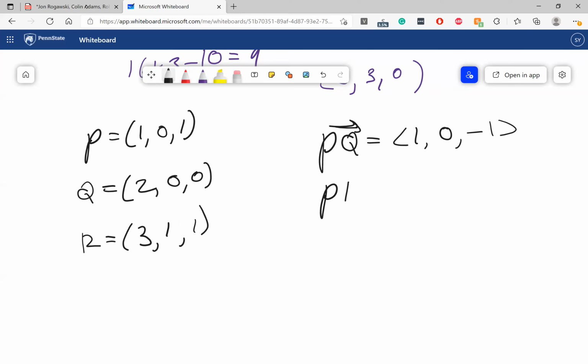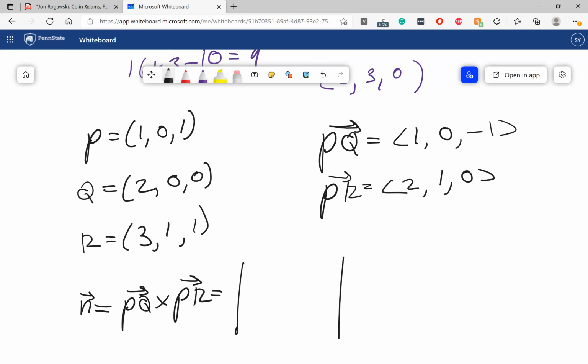The vector between P and R: 3 minus 1 is 2, 1 minus 0 is 1, and 1 minus 1 is 0. So far, are we good? Okay. So now our normal vector is equal to the cross product of PQ cross PR.